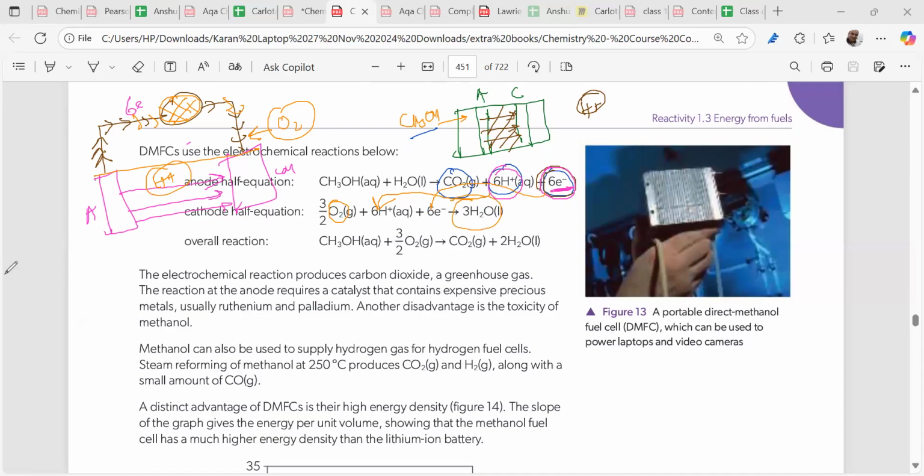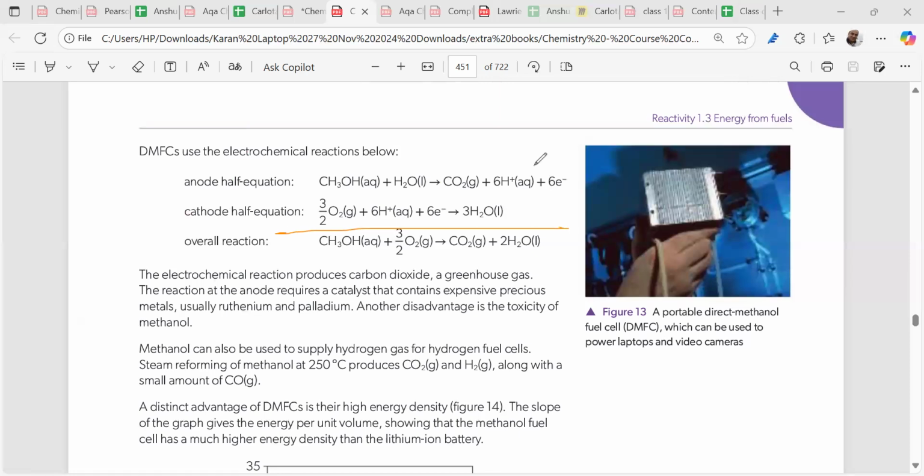So ultimately, if you add up this reaction, what are we getting? This gets cancelled off. And what we are getting is methanol plus oxygen gives you carbon dioxide plus H2O. We might be wondering that this is also generating carbon dioxide, right?